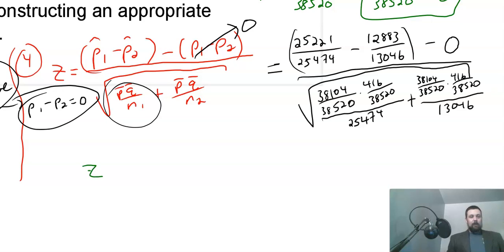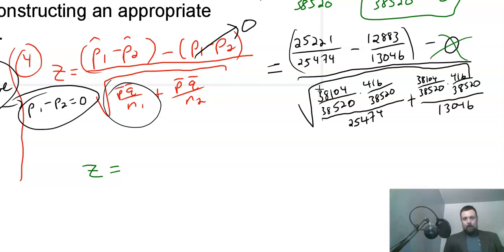Let's just plug it into our calculator, and we're going to get, remember, use parentheses for the numerator, parentheses 25221 minus 12883, close the parentheses, drop the 0. You don't need it. It's just going to get in the way. It's just going to cause trouble. It's just 0, so it just goes away. Divided by the square root.